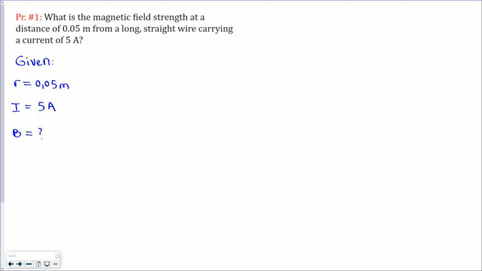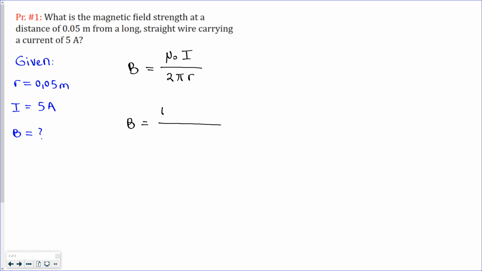Now this is the equation to find the magnitude of the magnetic field from the straight wire. And this is the simplest problem, because all we need is just to put the givens into the equation.